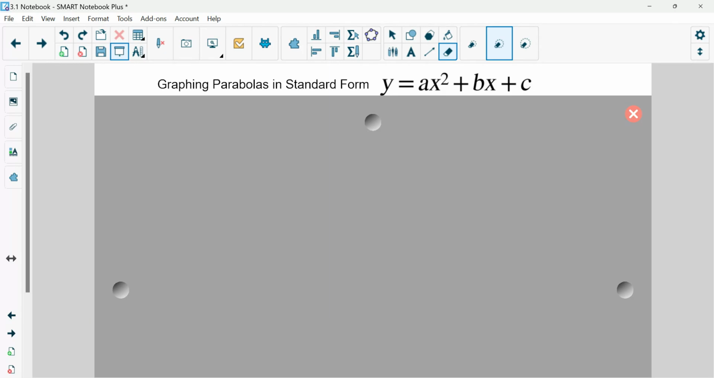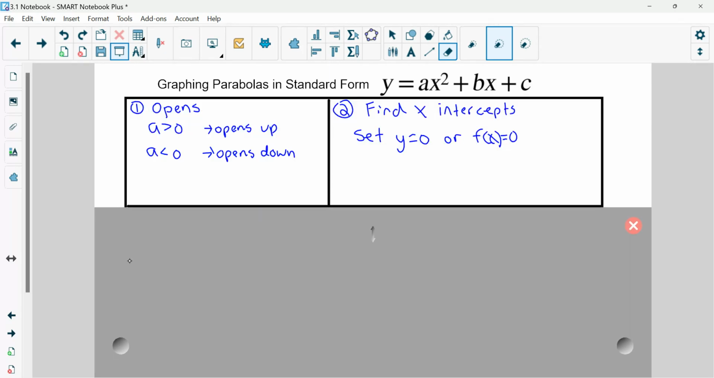Okay, so the first thing you want to do is figure out how it opens. Remember, a positive a value opens up, a negative a value opens down. Then you want to find your x-intercepts. Remember, that's where we set y equal to 0 or the f of x equal to 0. You will need to factor because these are all going to be quadratics. So just making a little note that you're going to need to factor for those.